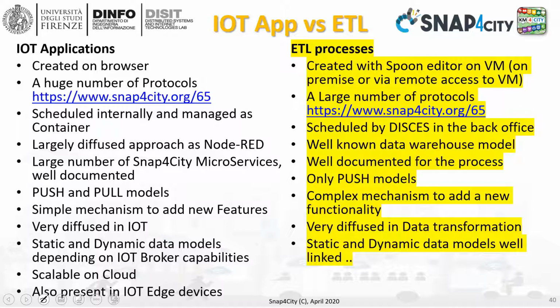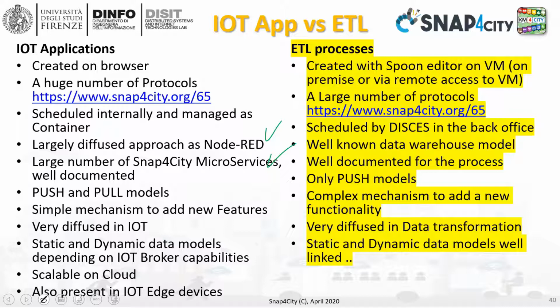The ETL can be scheduled with an external scheduler called dischi. It's much easier to have an IoT app because the scheduling is performed directly by whoever is creating the process, while the scheduling of ETL processes has to be done by the administrators, and sometimes this creates confusion. The IoT apps are largely diffused. There are a large number of microservices active for those kinds of tools.